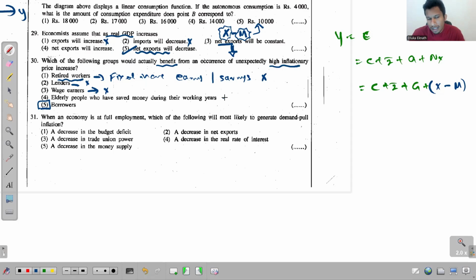Then, elderly people who have saved money during their working years. See, once again, it is somewhat similar to this first option. So they are dependent on their savings. So savings will drastically reduce due to the inflation. So they will be affected, not that they will have the benefit. And the answer for this question 30 is the fifth one.